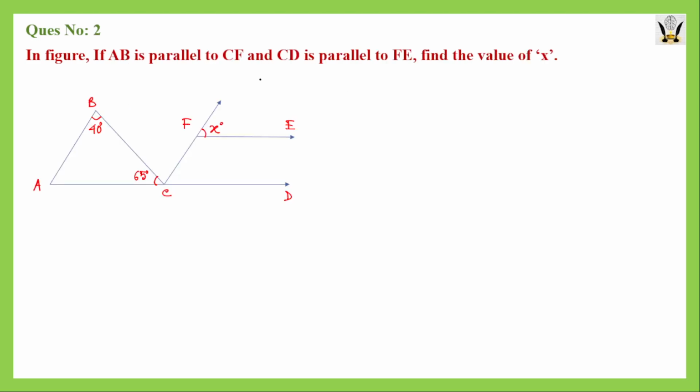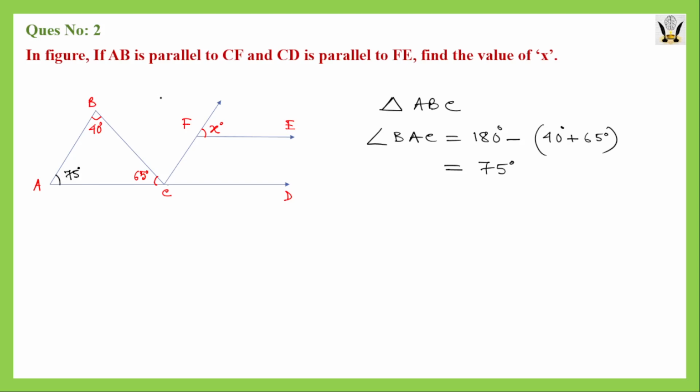Now the next sum. In this figure it is given that AB, this straight line, is parallel to CF and CD is parallel to FE. Then what is the value of this angle which has been marked as X? Now in this triangle ABC, this angle is 40 degree and this is 65 degree. So what will be the value of this BAC? 40 plus 65, that will be 105, and the total angle is, as we know, 180 degree. So 180 minus 105, the measure of this angle BAC will be 75 degree.